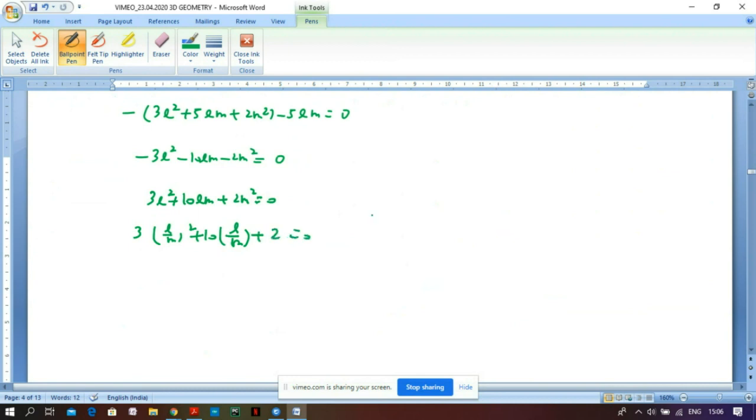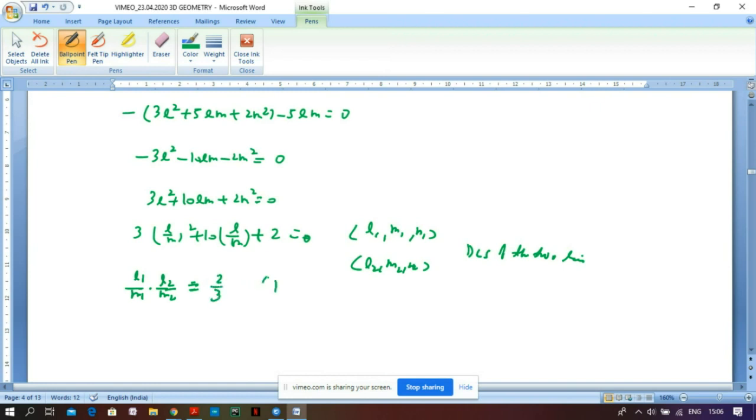Now comes the observation that, let's say, l1, m1, n1 and l2, m2, n2 are the direction cosines of the two lines which have got this relation. Then this l by m will have two values, that is l1 over m1 and l2 over m2. So the product of these two values is c over a from the quadratic equation. So that we can write as 2 over 3. So that's equation 1, 2 over 3.